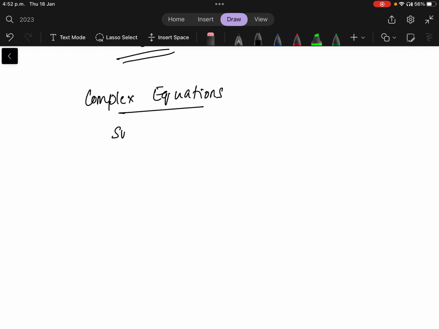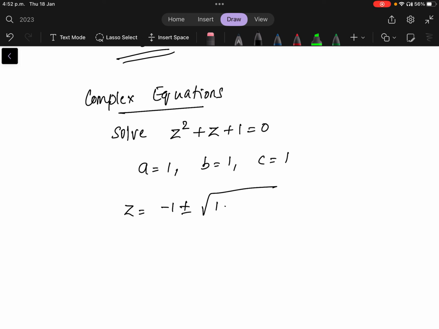For example, if you have to solve an equation called z square plus z plus 1 is equal to 0, then what you do is you can just directly use the minus b formula here. So in this case, a is equal to 1, b is equal to 1, and c is equal to 1. So z will be equal to minus 1 plus or minus square root of 1 minus 4 times 1 times 1, over 2 times 1.